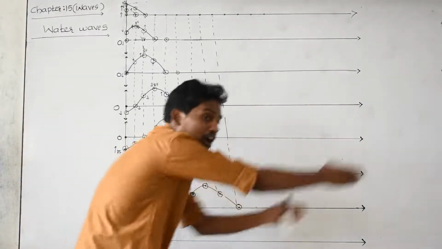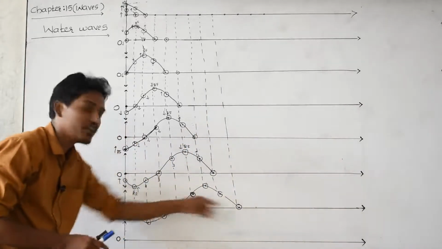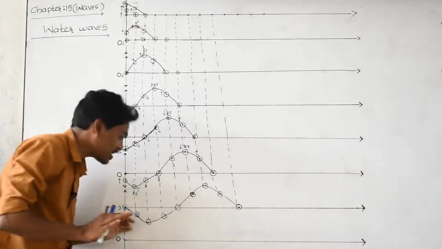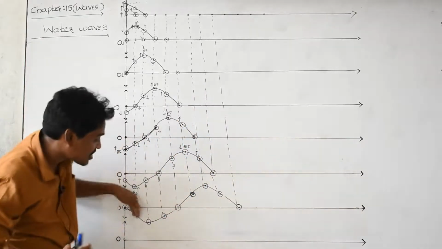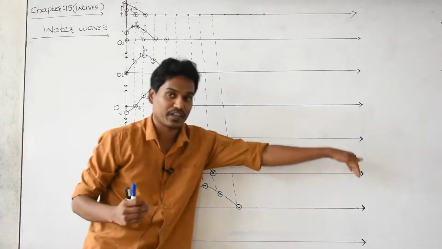What is moving forward? Are the particles moving forward? No, the particles are not moving in the x direction. Then what is moving? Just the disturbance of these particles is moving.